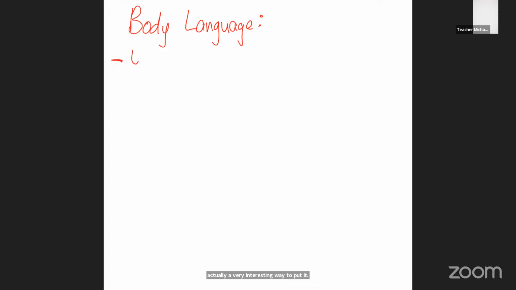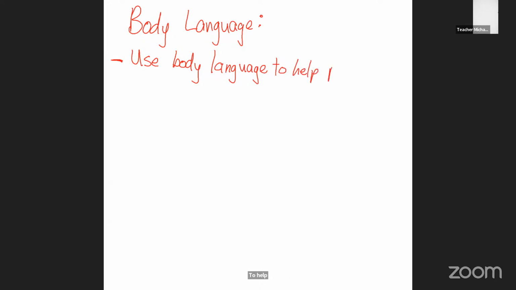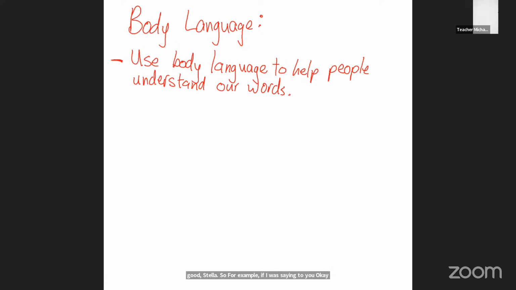So use body language to help people understand our words. Very good, Stella. So, for example, if I was saying to you, oh goodness, I'm just checking with everybody.